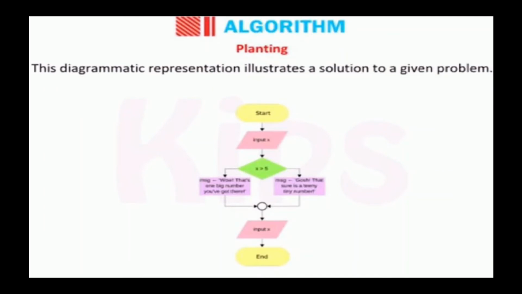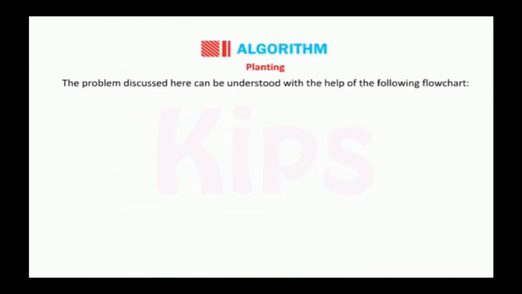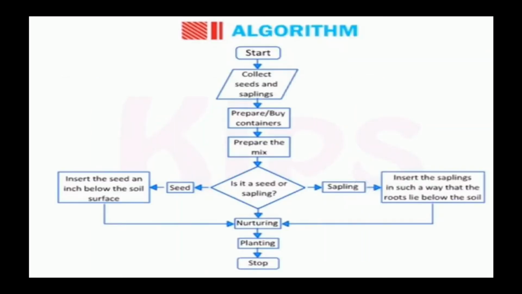This diagrammatic representation illustrates a solution to a given problem. The problem discussed here can be understood with the help of the flowchart. You can see that now the algorithm is converted into the flowchart.